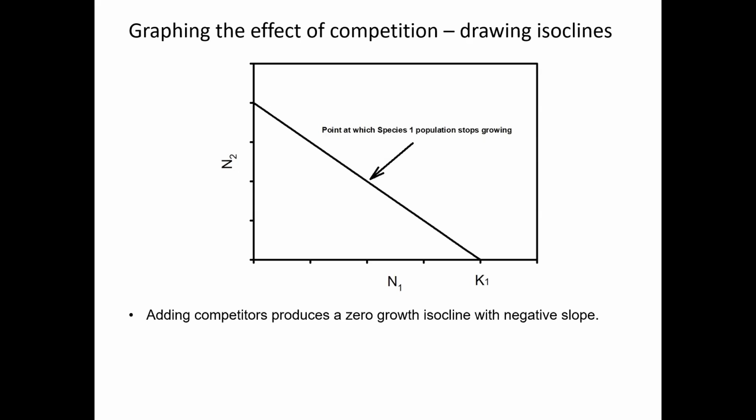There will be what we call a zero growth isocline on this graph that tells you the combination of species 1 and species 2 individuals that forces species 1 to stop growing. If there are 0 species 2, then 0 growth occurs at carrying capacity. But if you start adding competitors, species 1 will have to stop growing at smaller and smaller densities. And eventually, you'll have so many of the competing species that there will be no resources left over for species 1 at all. Species 1 will go extinct, and you'll only have whatever this number is of species 2. So species 2 could use all the resources and not leave anything left over for species 1. So you'd have whatever this number is of species 2 and 0 species 1.